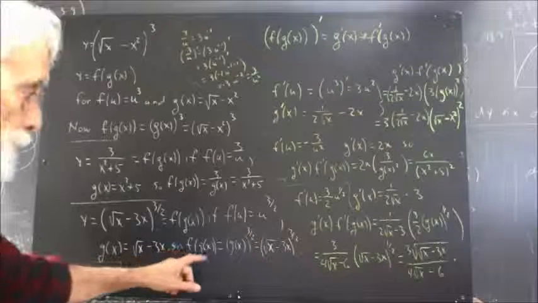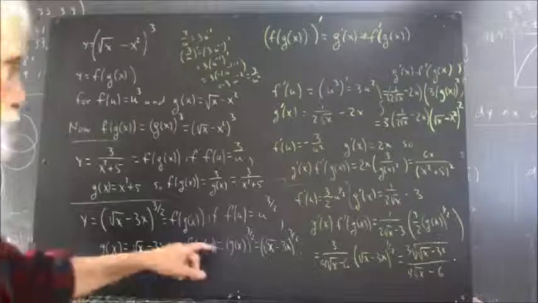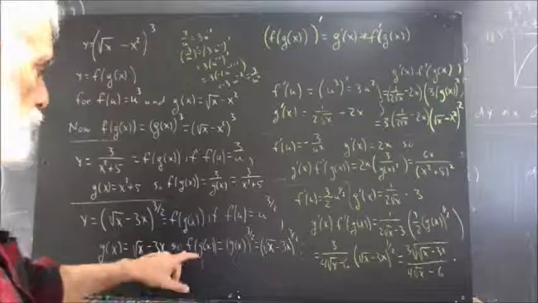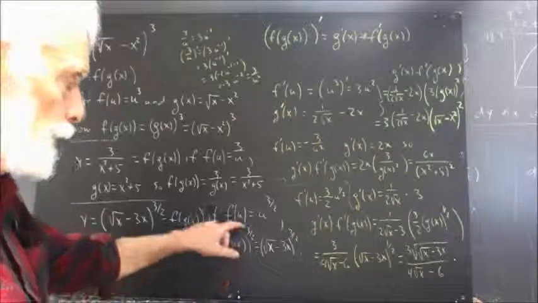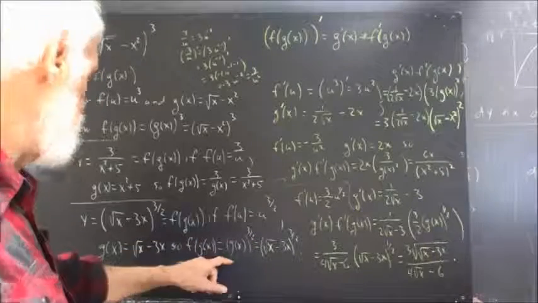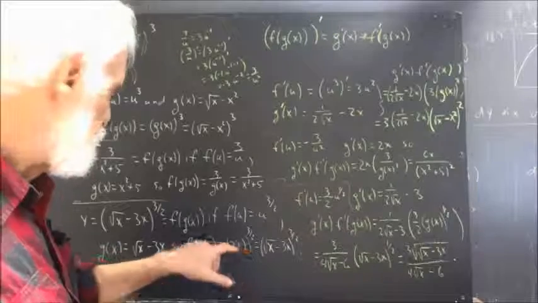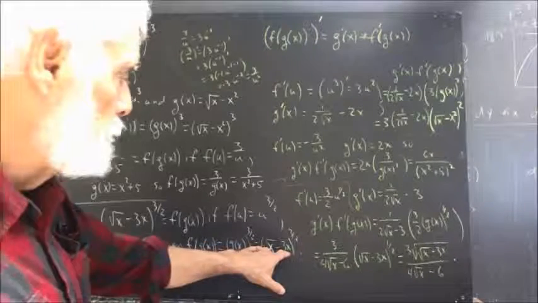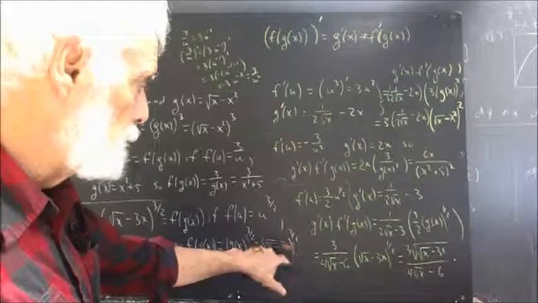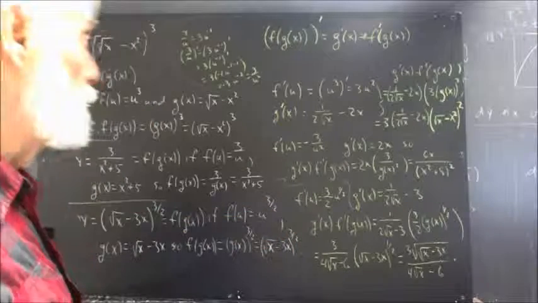So f of g of x is what? f of u is u to the 3/2, so f of g of x is g of x to the 3/2. And g of x being square root of x minus 3x, our f of g of x is ultimately equal to the square root of x minus 3x, quantity raised to the 3/2 power.